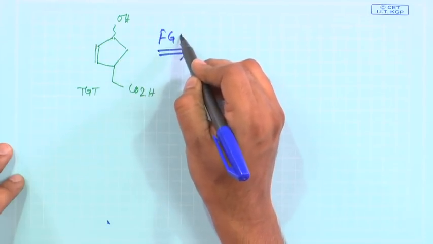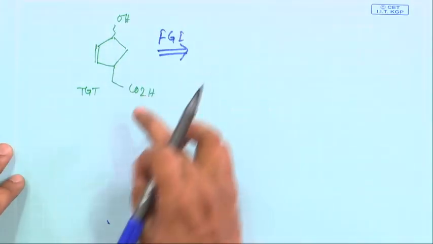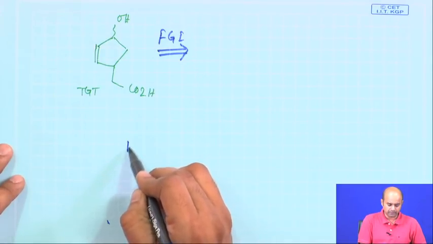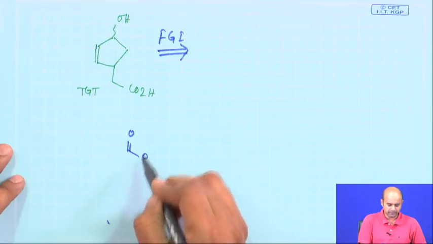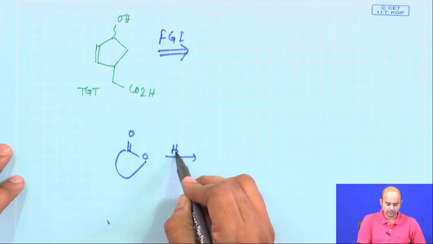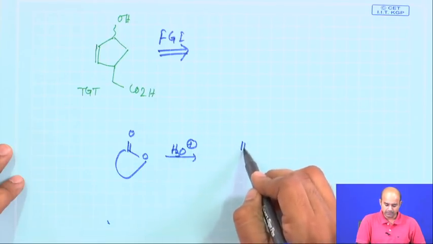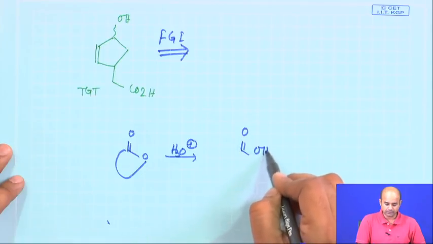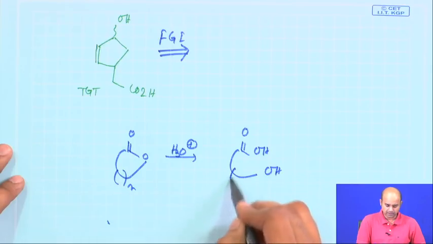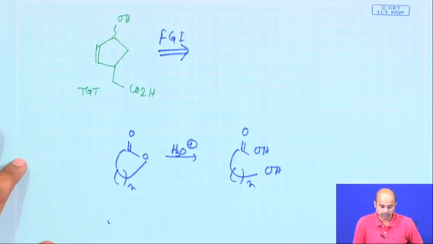So, we will try doing FGI. Now, see this is a hydroxy and is an acid. So, which compound after hydrolysis gives a hydroxy acid? My answer is lactones. Lactones, if you hydrolyze them in aqueous acidic or basic medium, you will get a hydroxy acid compound, no matter what the chain length is. So, this information you need to keep in your mind.